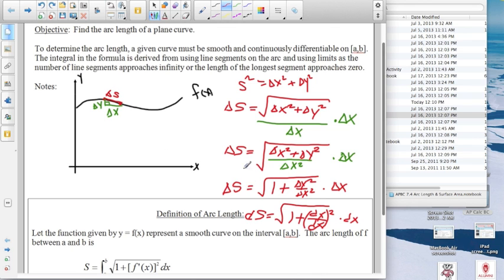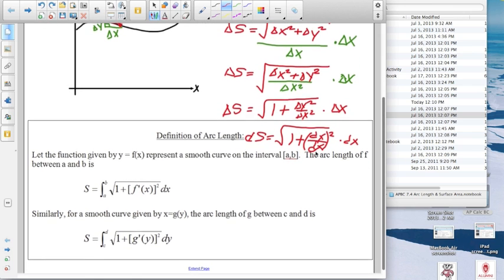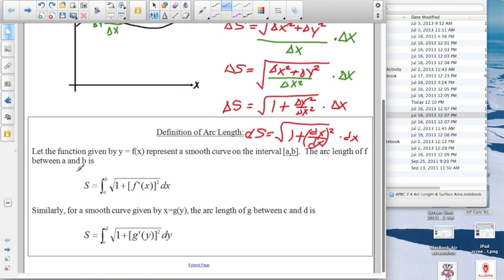And so as we then integrate this from a to b, we can come up with an expression for the entire arc length, which is this expression right here. So really this is nothing more than Pythagorean's theorem.